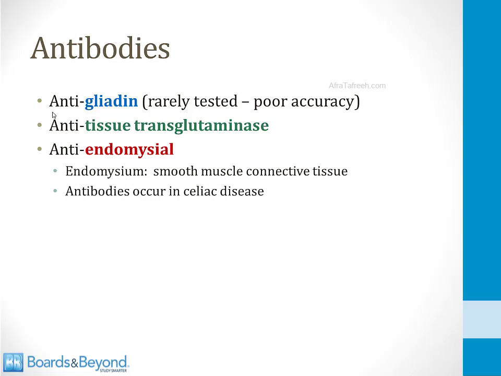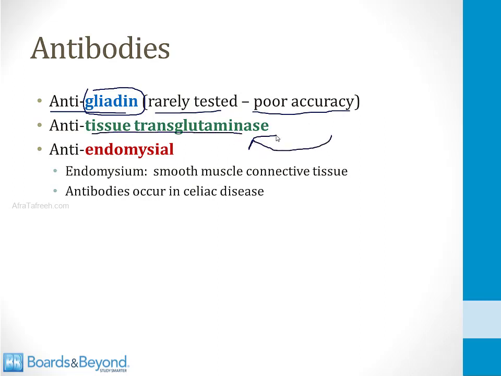The first antibody is anti-gliadin, and this should make sense to you since I told you gliadin is the pathogenic component in sprue. This is rarely tested clinically, and that's because it's got a relatively poor accuracy for diagnosing the condition. The second antibody which is used clinically is anti-tissue transglutaminase, and I told you before that this enzyme is responsible for deamidating glutamine residues on gliadin, so that should make it easy for you to remember that antibodies to this enzyme are helpful in diagnosis of sprue.